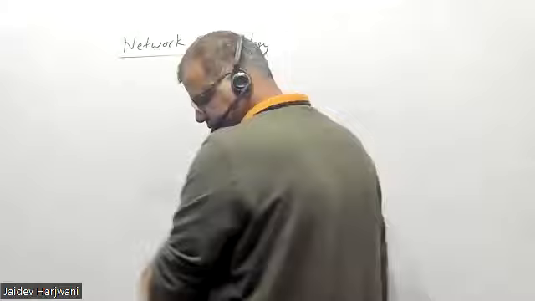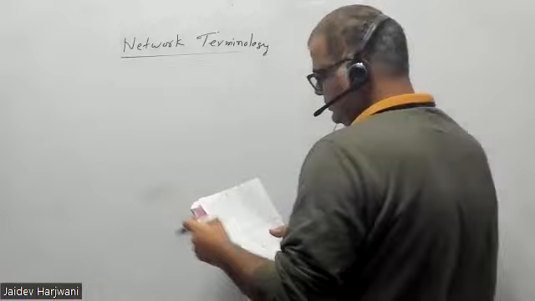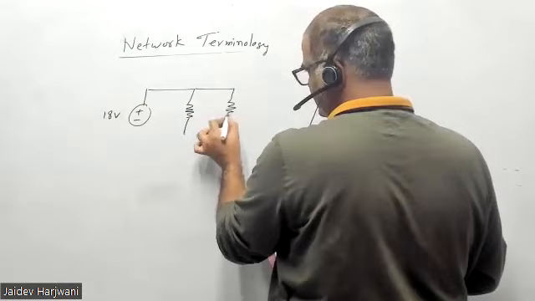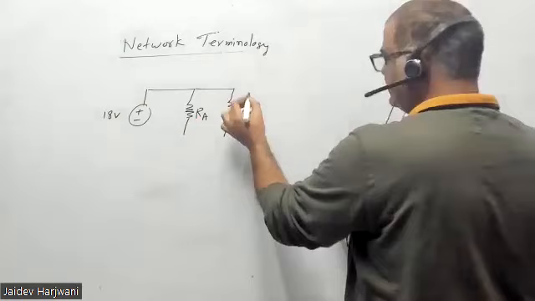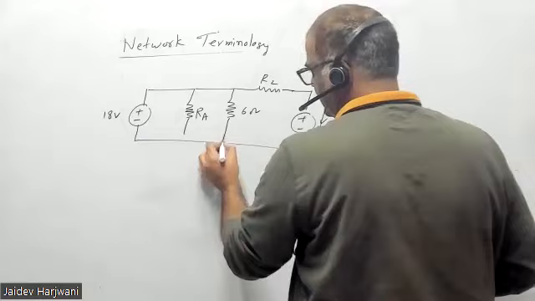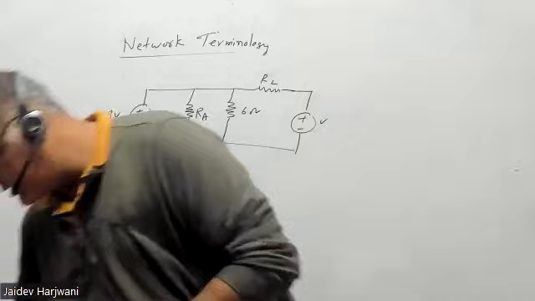So say I have a circuit. Here's some value, here's some resistances, say R2. You can put anything. Here a voltage source. Tell me, how many branches and how many nodes are there in this circuit?